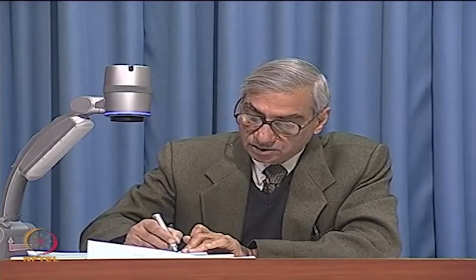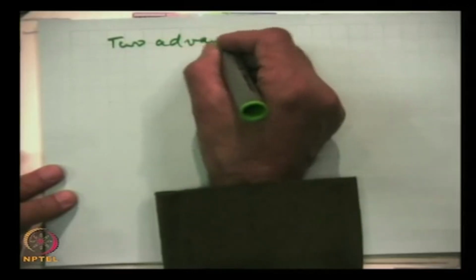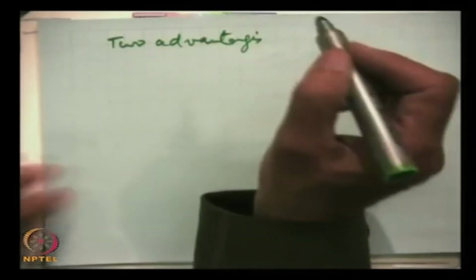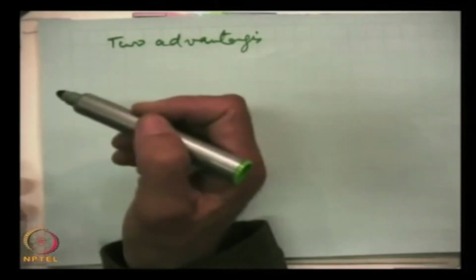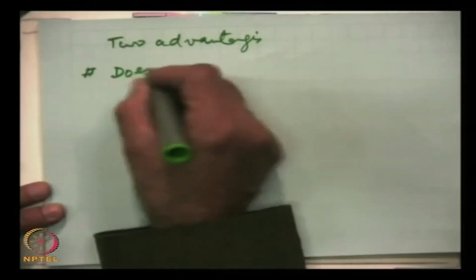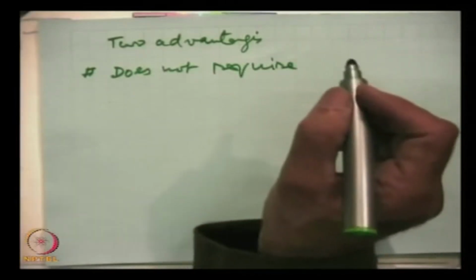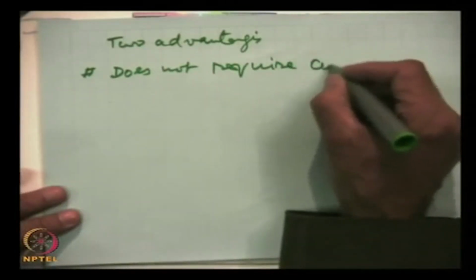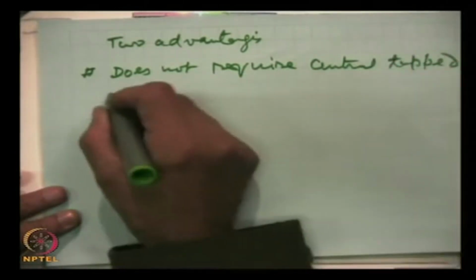there are two biggest uses or rather advantages that this bridge rectifier has. Number one is it does not require a centrally tapped transformer.